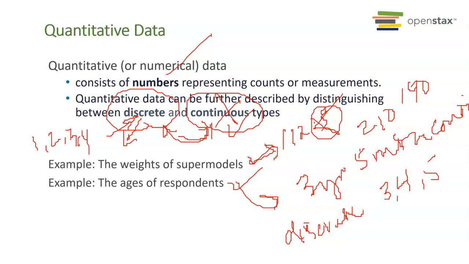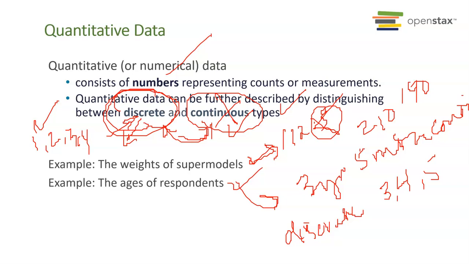So for the type of number, if you're trying to figure out if something is discrete or continuous, say, can I have half? No, then it's discrete. If you can have half, it's continuous. People are always discrete. You can't talk to 3.4 people.